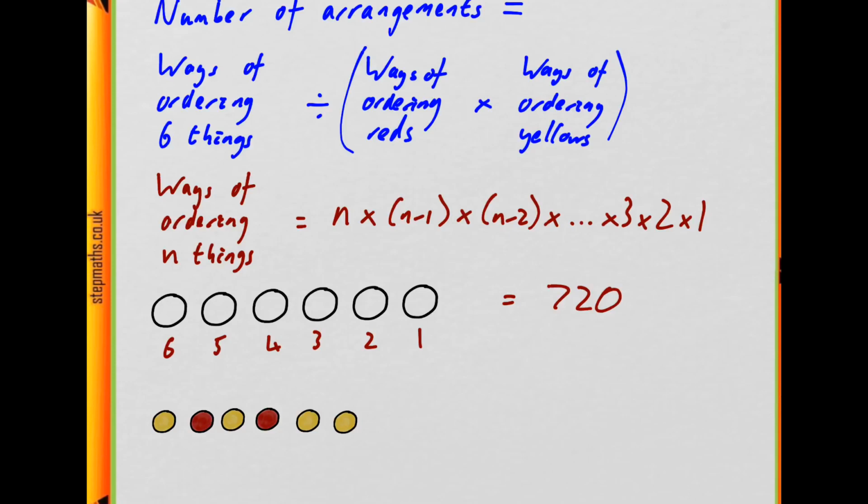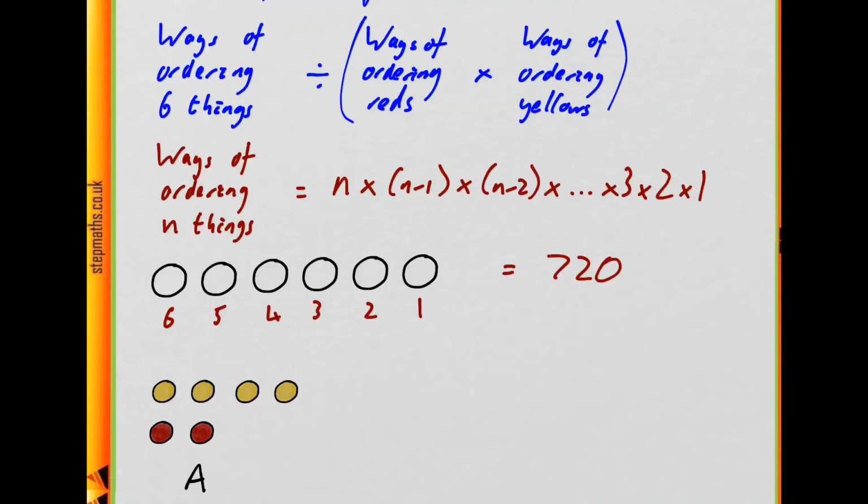The number of ways of ordering the yellows is going to be larger because there's four of them, so I need to count the number of ways of ordering 4 things. So with that in mind, we just have to count the number of ways of ordering 4 things, and the number of ways of ordering 2 things. The number of ways of ordering 4 things is 4 times 3 times 2 times 1, so it works out as 24. And the number of ways of ordering 2 things is 2 times 1, which is 2. So we're going to do 720 divided by this times this. And if you work that out, that comes out as 15.